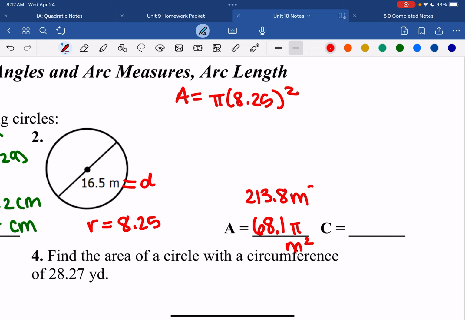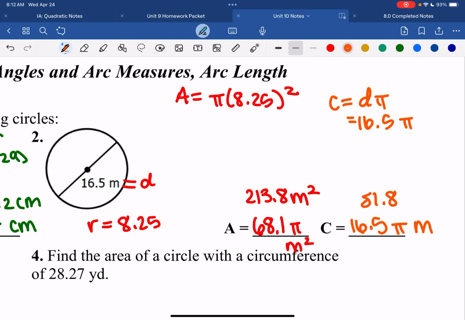213.8 meters squared. For circumference, we have the diameter, so we could just call this 16.5 pi meters. Or if you want to, because its formula is just diameter times pi, put that in your calculator, multiply the pi out, it's 51.8. That's a 5.